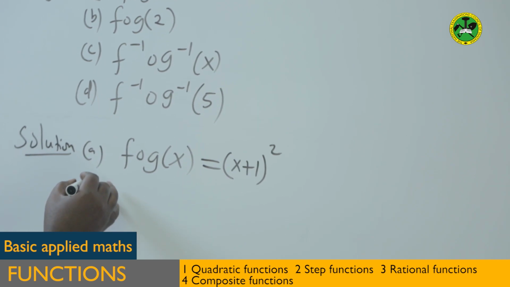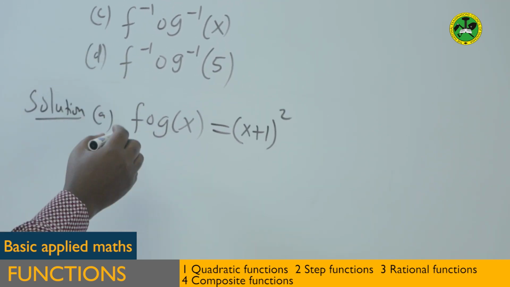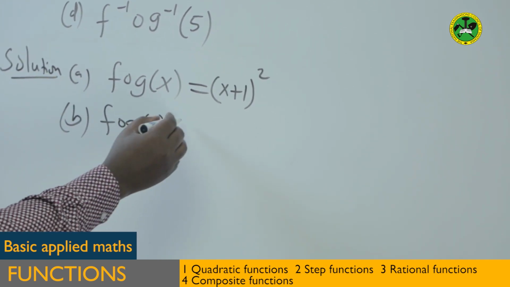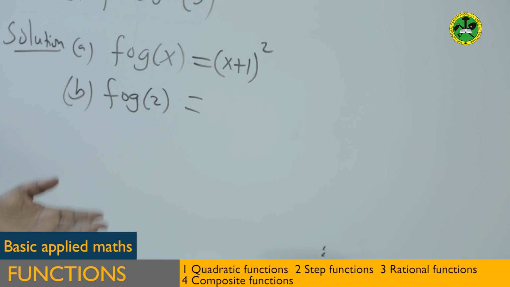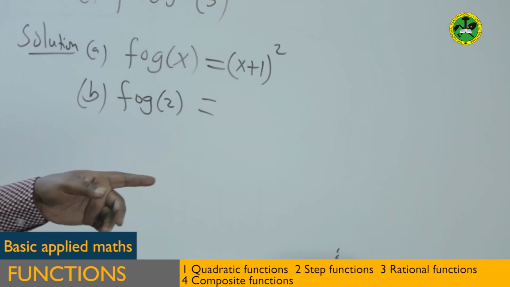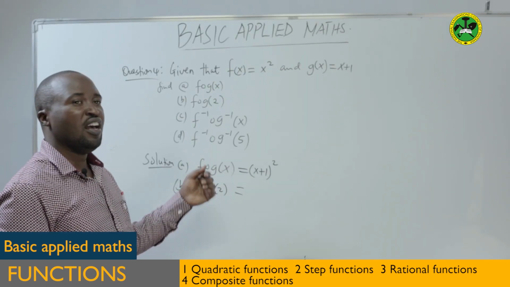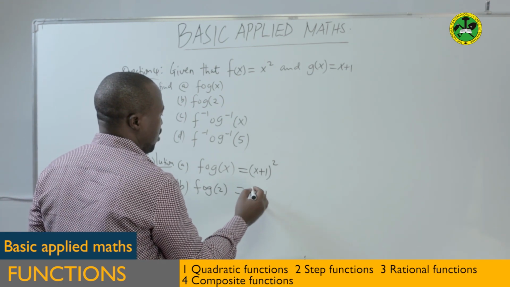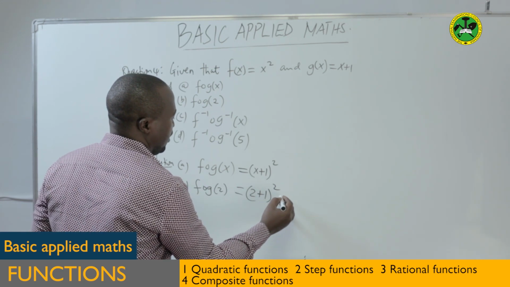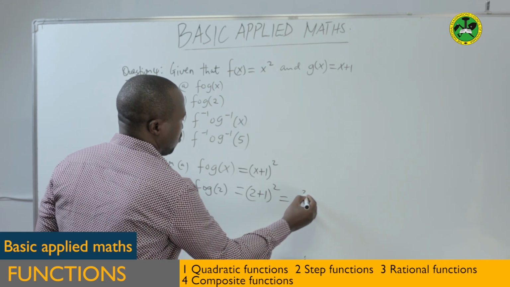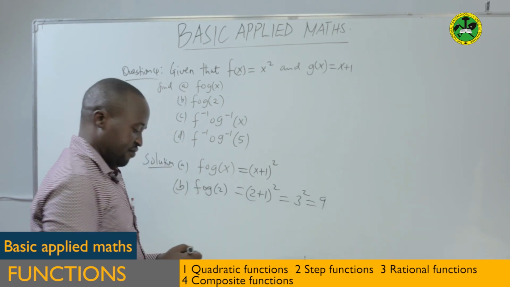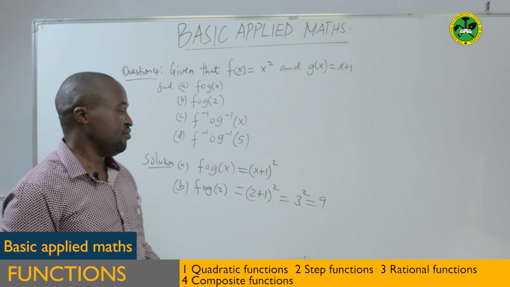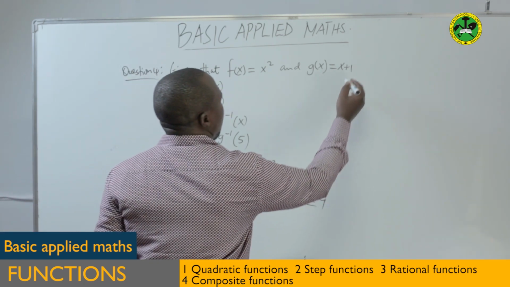Now for B, we need to find f of g of 2. Remember, my dear student, already we have f of g of x. It is just a matter of substituting the variable x by 2. So that is 2 plus 1 squared, which is the same as 3 squared, which is equal to 9. Therefore, f of g of 2 is equal to 9. Now let us proceed with the C.